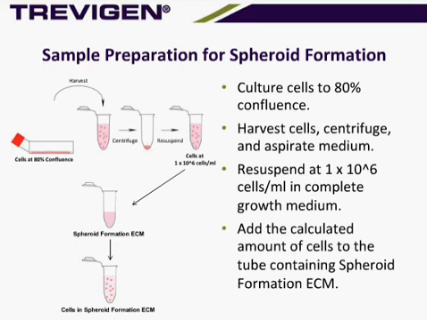So we'll harvest the cells, centrifuge and aspirate off the media, and resuspend the cells at 1 million cells per mL in complete growth media. And then transfer the calculated amount of cells to the spheroid formation ECM, and again just pipette up and down a few times to create a single cell suspension.